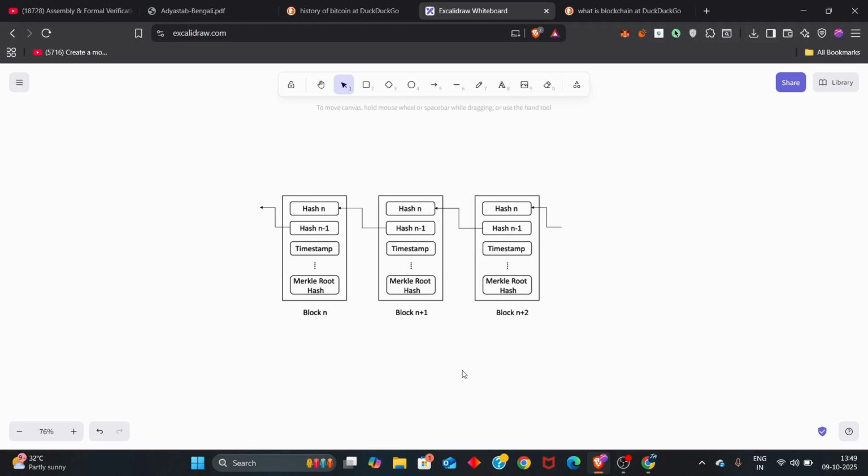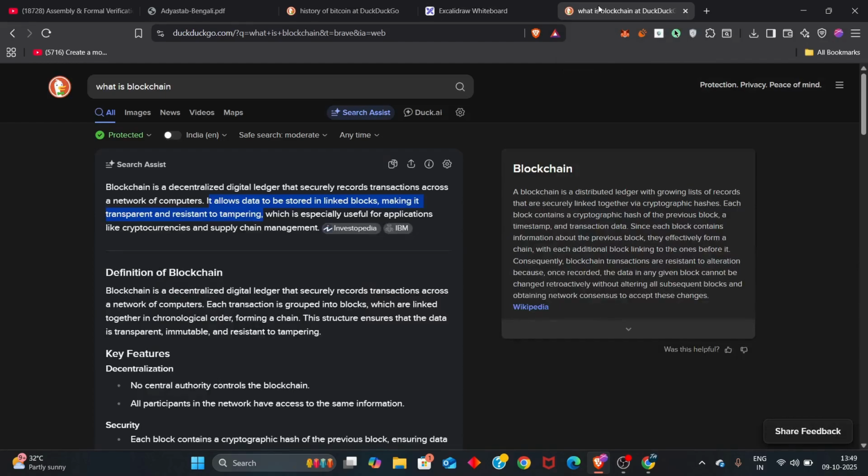Let's come to the point straight. What is blockchain? I searched it on DuckDuckGo, and here is the result. Blockchain is a decentralized digital ledger that securely records transactions across a network of computers. It allows data to be stored in linked blocks, making it transparent and resistant to tampering. I know this is a lot of buzzwords if you are a beginner, but trust me, this is very simple. These things are not very complex.